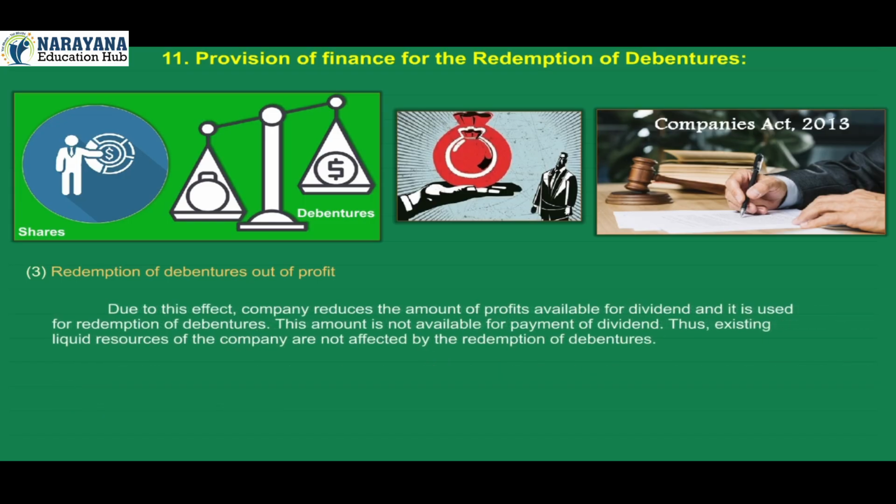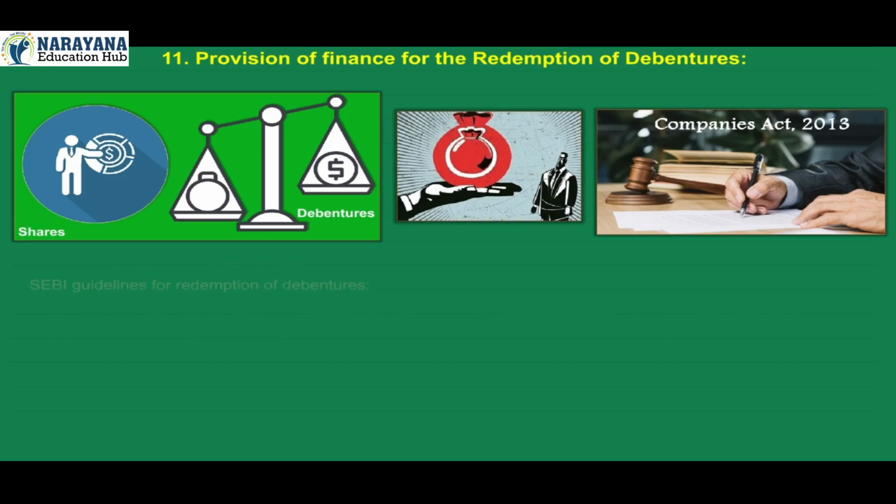Due to this effect, the company reduces the amount of profits available for dividend and it is used for redemption of debentures. This amount is not available for payment of dividend. Thus, existing liquid resources of the company are not affected by the redemption of debentures.